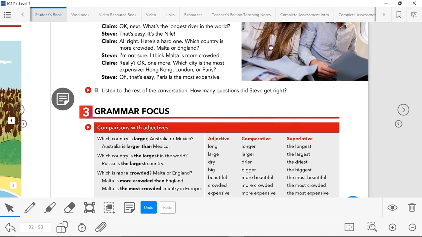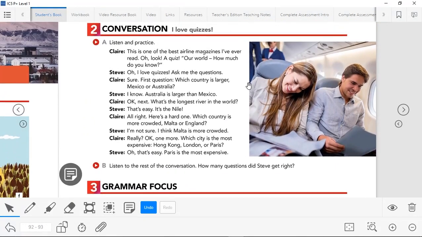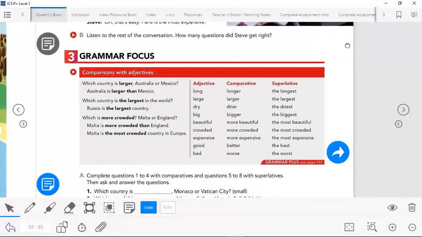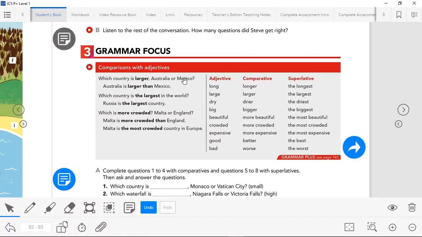As we were seeing and listening in this conversation, these people were comparing different things, like when we say, which country is larger, Mexico or Australia? Okay, so here it's a comparison between Mexico and Australia. And we're going to be talking about that. We compare things. One of the ways to compare things is by using adjectives, okay? And we have the normal adjective, the comparative, and the superlative. How do you make each one of these?